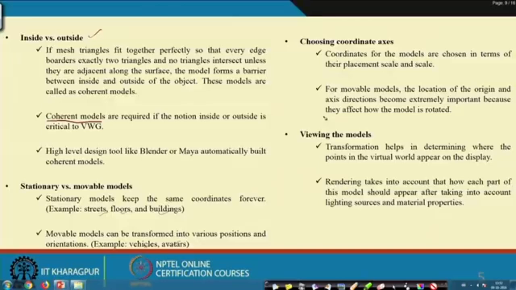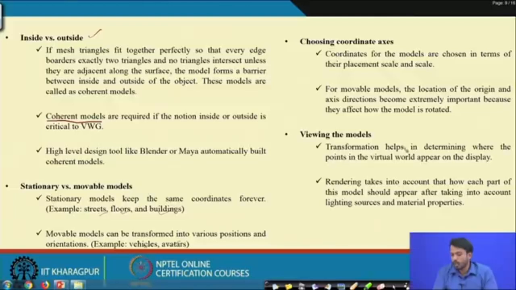For the viewing of these models, transformation properties are taken care of. The transformation property helps in determining where the points in the virtual world appear on the display. That means, how points inside the 3D models appear on the particular display. The display methods were already taught in the previous lectures.